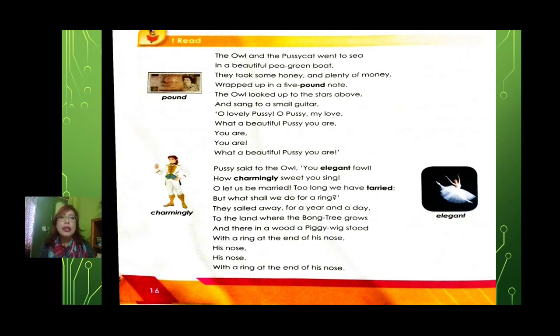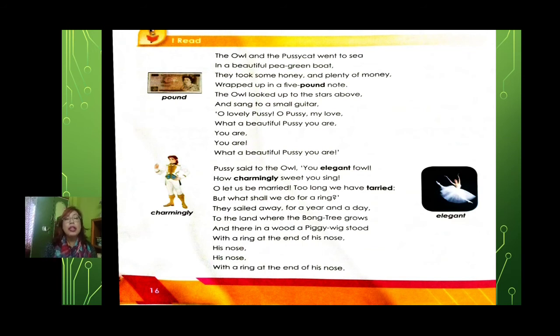They sailed away for a year and a day, to the land where the bong tree grows. And there in a wood a piggy wig stood, with a ring at the end of his nose, his nose, with a ring at the end of his nose.